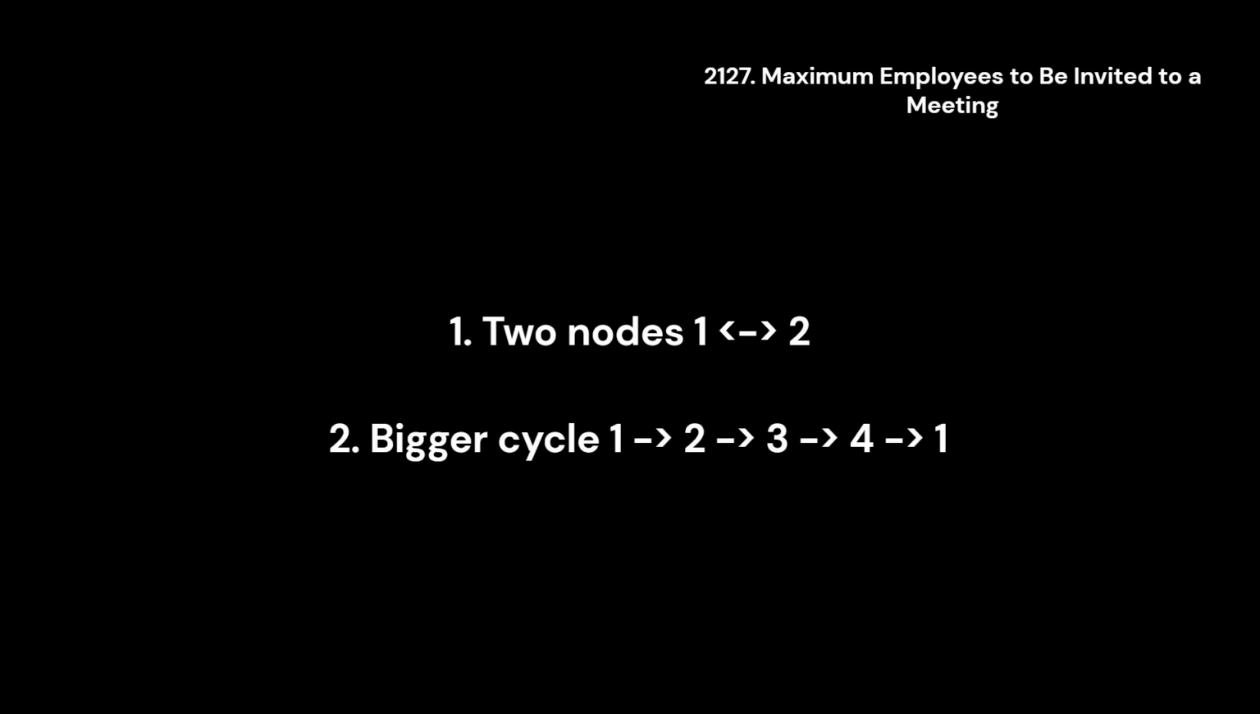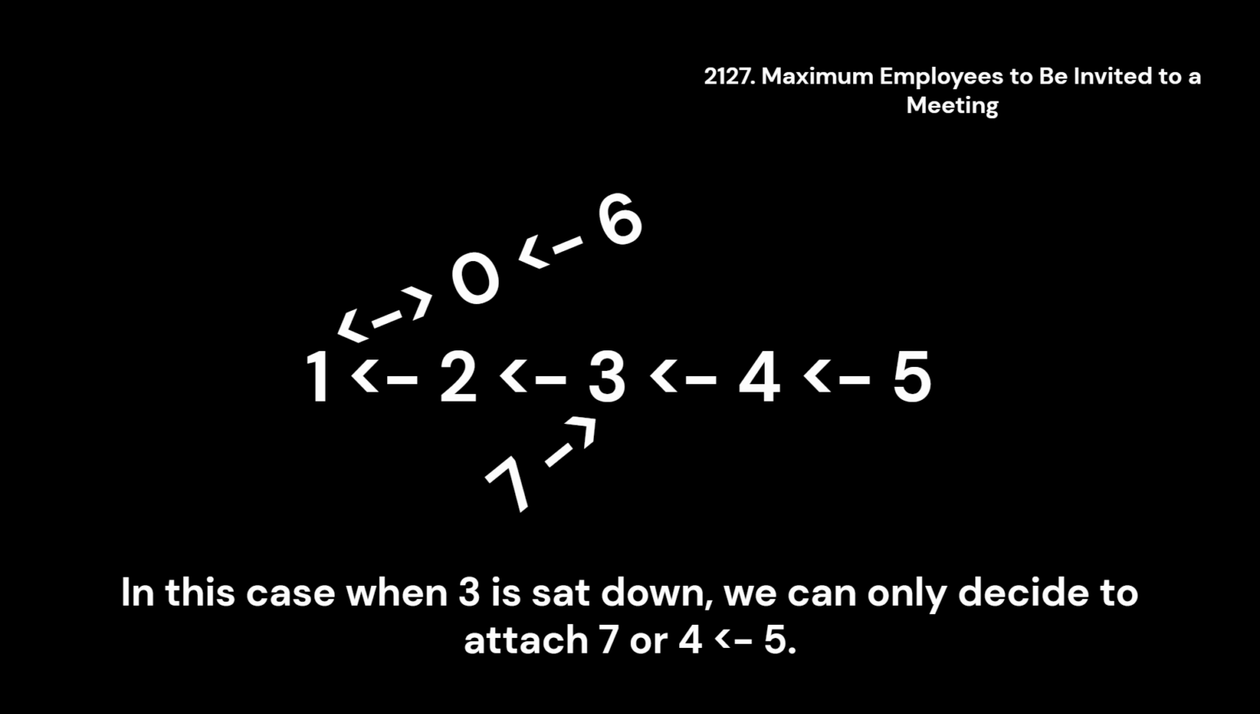Then we have to distinguish between two cases. 1. Two-node cycles. These are special because both people can attend together, and we can also attach the longest incoming chains on each side. 2. Cycles larger than 2. Here, only the cycle itself counts, since adding external chains would break the structure. The final answer is whichever is bigger, the sum of all contributions from 2-cycles with their chains, or the size of the largest cycle longer than 2.